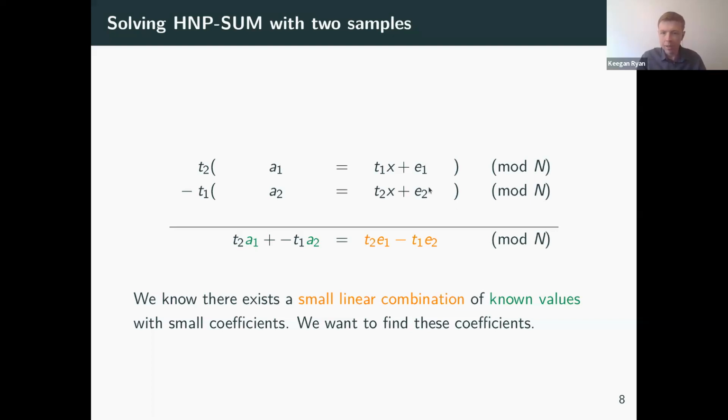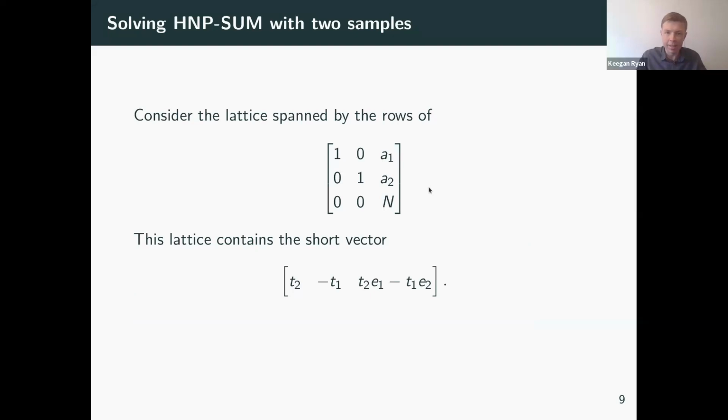Now, you may see a small linear combination of known values with small coefficients and think this sounds like some sort of lattice problem. And in fact, it absolutely is. We can set up this dimension 3 lattice with these known values. And because of the equations on the previous slide, we know that this lattice contains the short vector given here. So if we use lattice reduction to reduce this lattice basis, then it will find this short target vector. And we can come up with bounds that show exactly for what values we can find this short target vector.